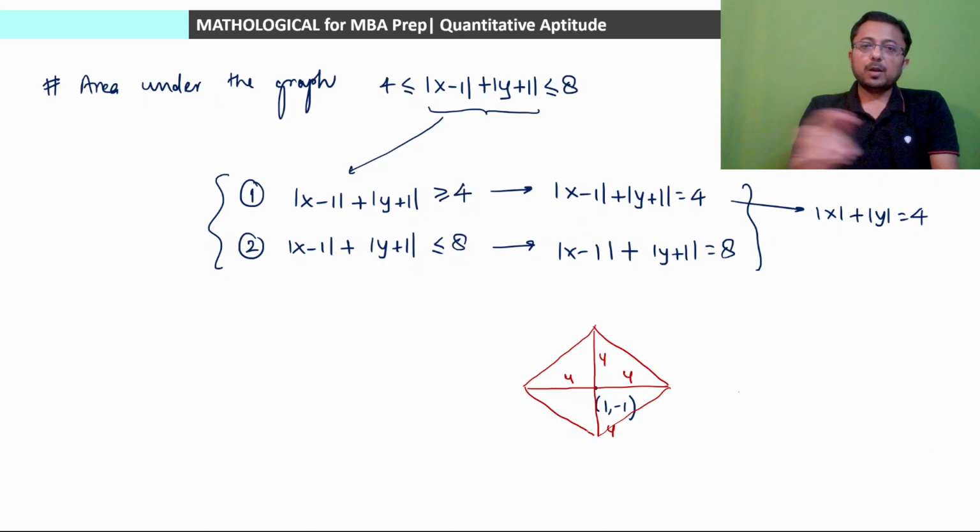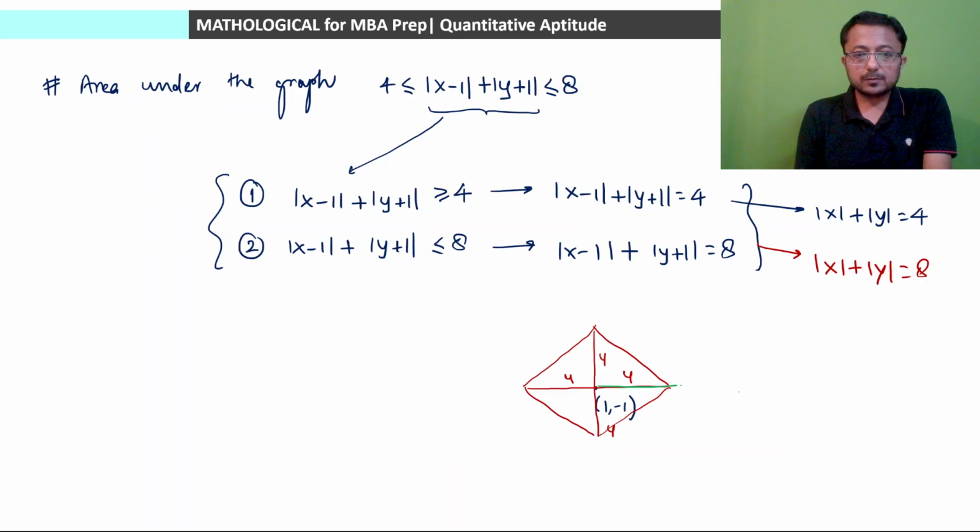Similarly, for mod of x minus 1 plus mod of y plus 1 equal to 8, the shape will be the same as mod of x plus mod of y equal to 8. So both the diagonals will be of length 2k, 8 into 2, 16. So 8, the total length is 8. This is also 8. Similarly, this is also 8 and this is also 8.